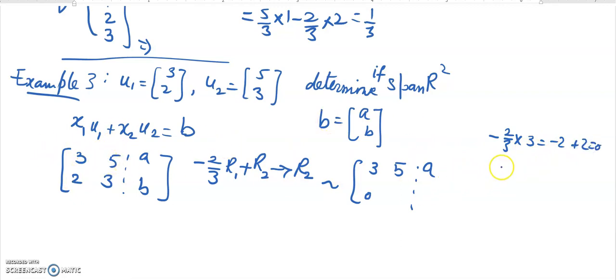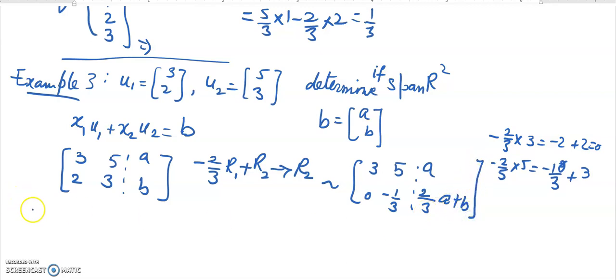And then this will be minus 2 by 3 times 5, which is minus 10 by 3, and then plus 3. So minus 10 by 3 plus 3 is minus 1 by 3. And then likewise, this will be minus 2 by 3 a plus b. Okay, so this will be the transformed matrix in echelon form.